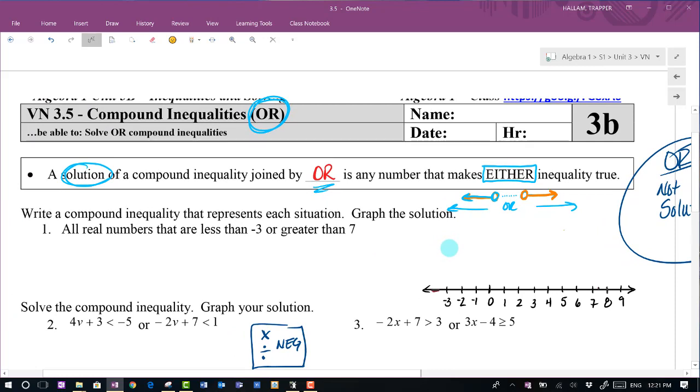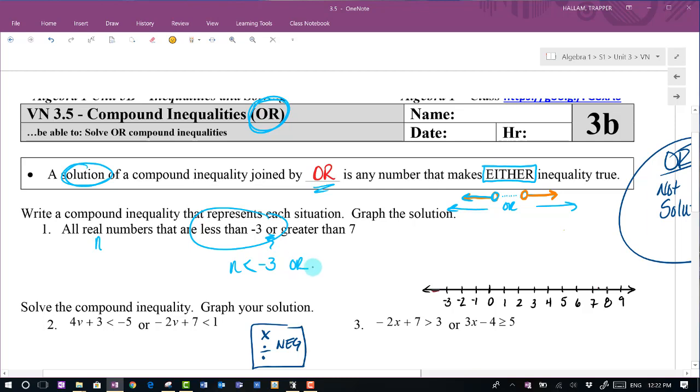So this first example says, write a compound inequality that represents each situation, and then graph the solution. So here's the situation. All real numbers, and we can identify that as n, that are less than -3 or, there's the key word for us, greater than 7. So let's go ahead and write this portion. I'm going to write n is less than -3. That would represent that inequality.